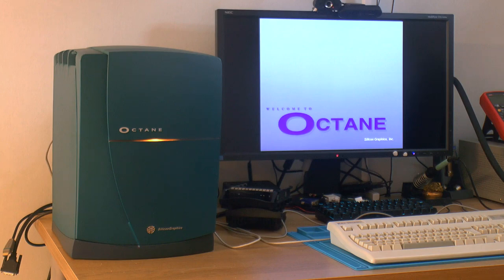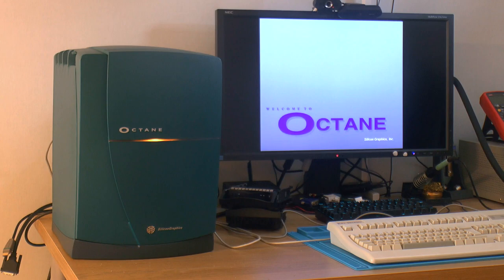Today I have something special. I picked up an SGI Octane machine at a friend's place yesterday. And I started fiddling with it yesterday. And it was basically DOA, so dead on arrival. No post, no nothing. It does post now, however.